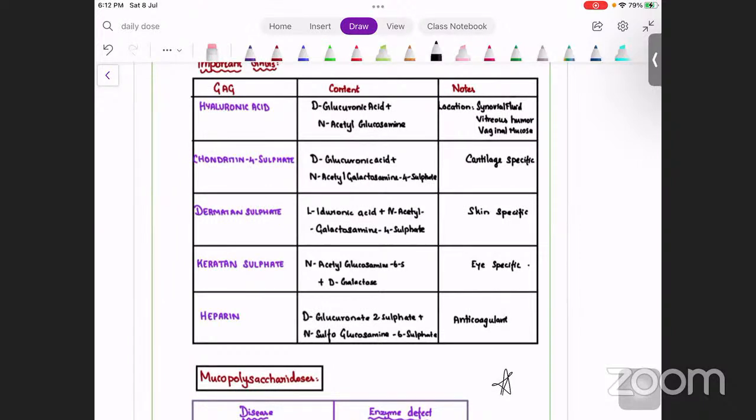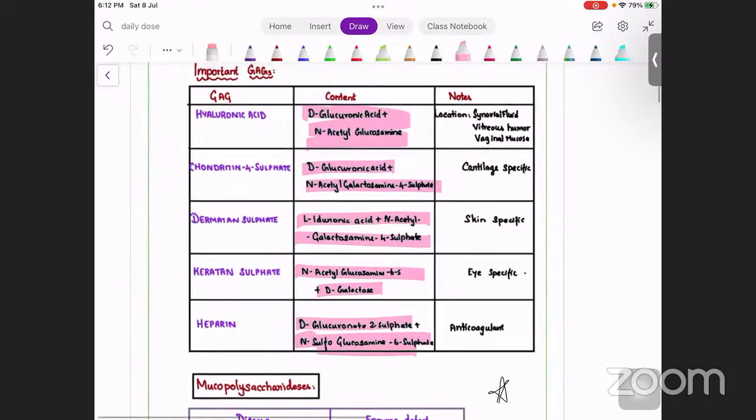So the first GAG is your hyaluronic acid. The content of hyaluronic acid is D-glucuronic acid plus N-acetyl glucosamine. And chondroitin 4-sulfate, D-glucuronic acid plus N-acetyl galactosamine 4-sulfate. And dermatan sulfate is L-iduronic acid plus N-acetyl galactosamine 4-sulfate. And keratan sulfate is N-acetyl glucosamine 6-sulfate plus D-galactose. And heparin is D-glucuronate 2-sulfate plus N-sulfoglucosamine 6-sulfate. Okay, that is the heparin.